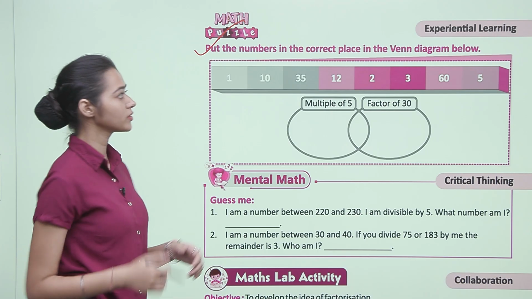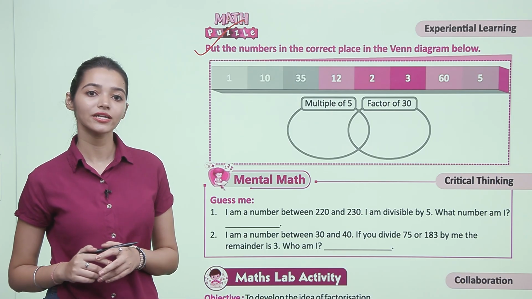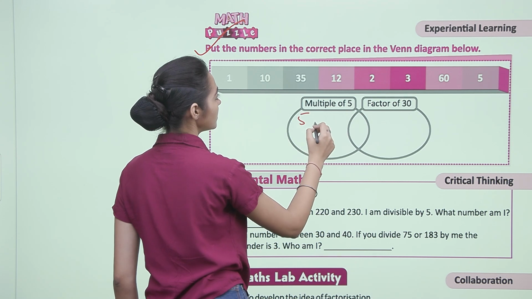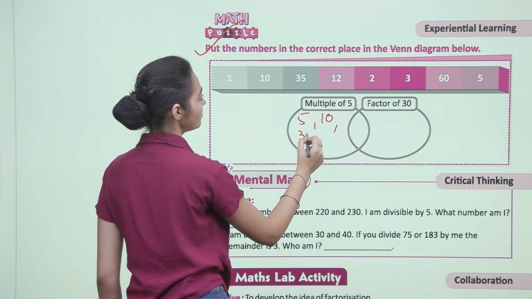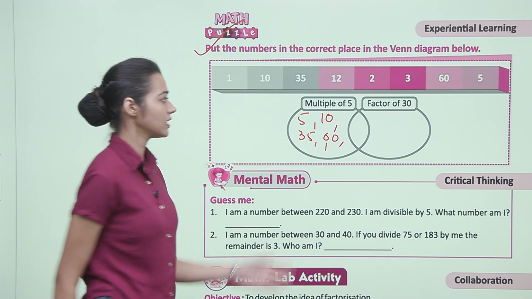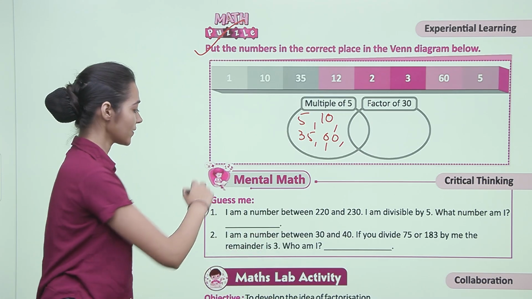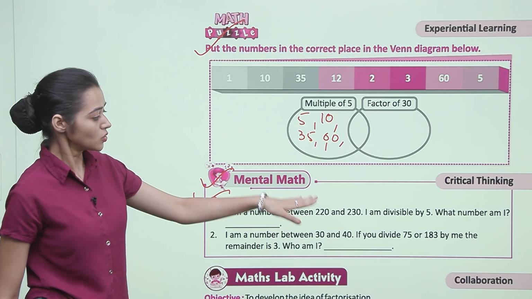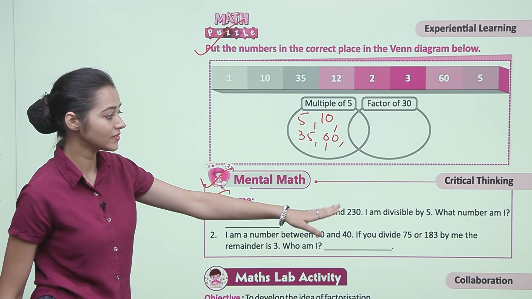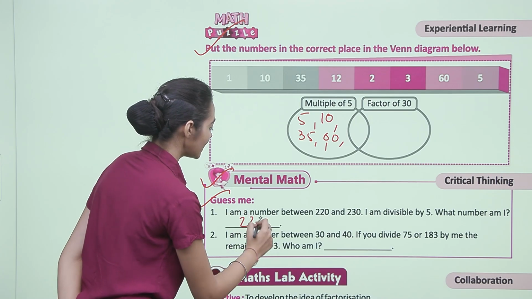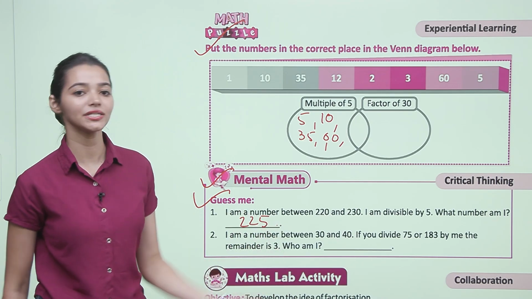Maths puzzle. We have to put the numbers in the correct place in the Venn diagram, that is, which are multiples of 5, that is 5, 10, 35, 60. That's how you can complete the remaining part. Now next is mental math. Guess me. I am a number between 20 and 230. I am divisible by 5. What number am I? Right, it is 225. That's how you can complete the remaining part.